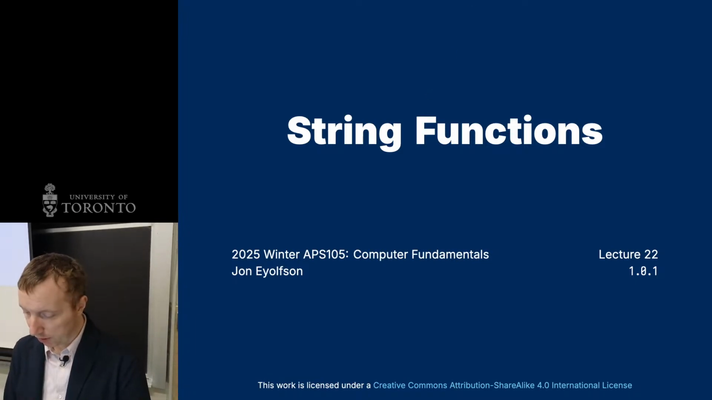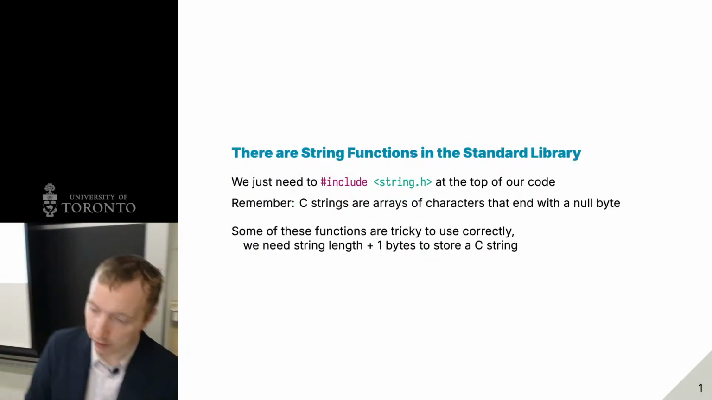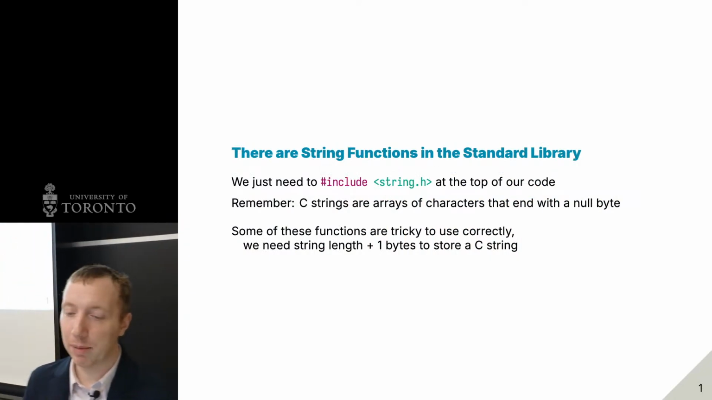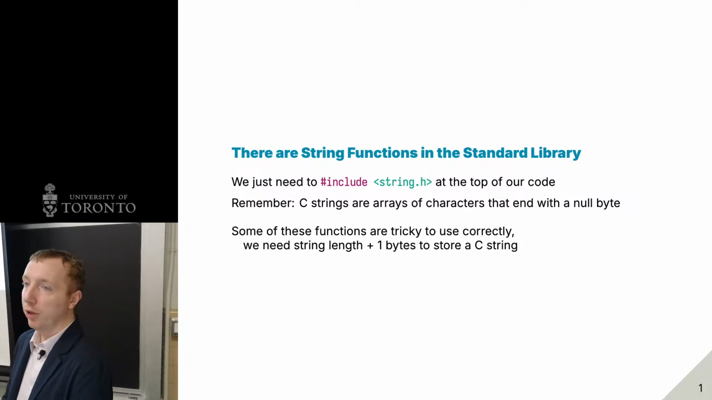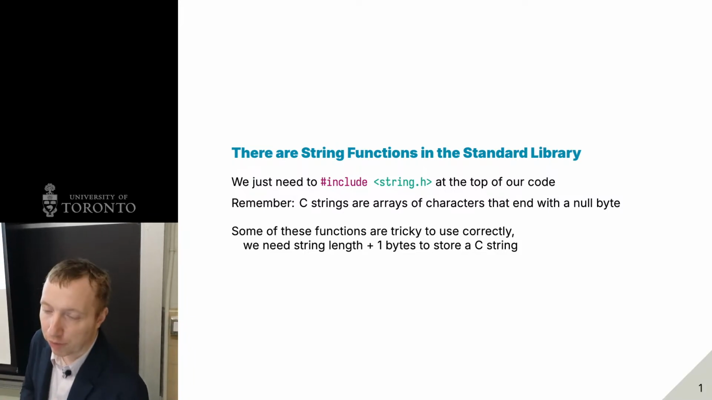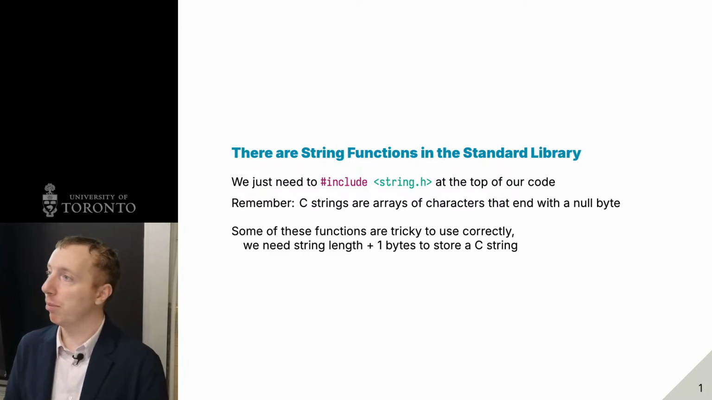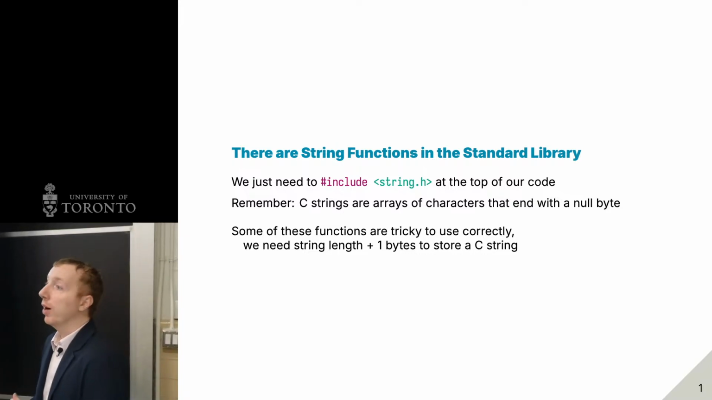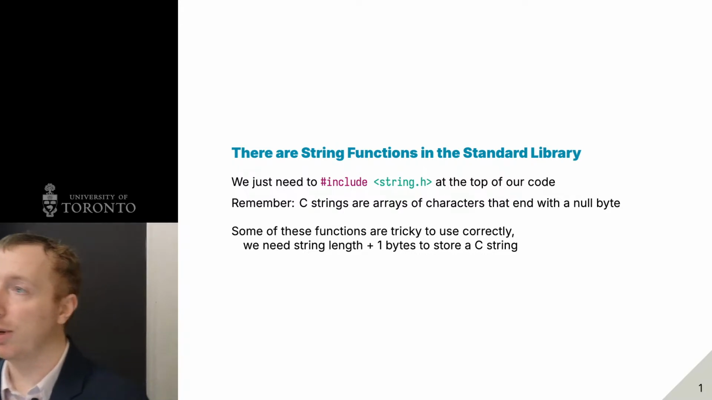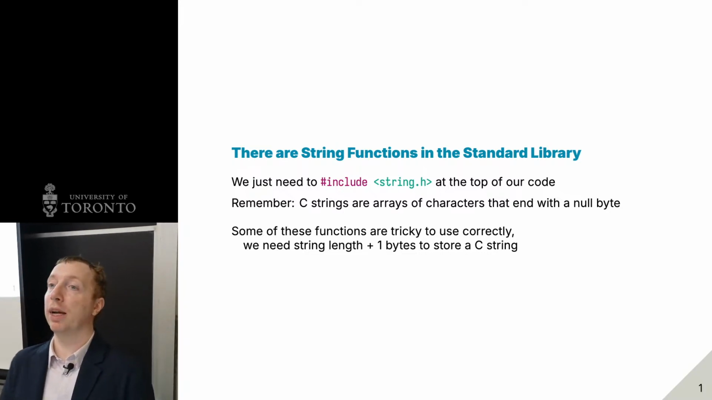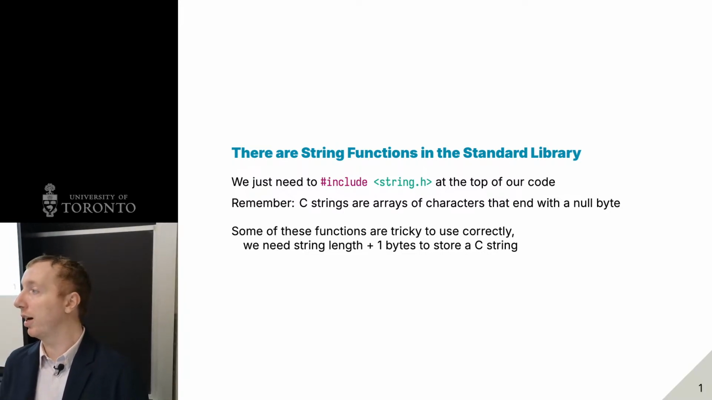All right, we are good. Perfect. So, lots of string functions in the standard library. You just need to include, so #include <string.h> at the top of your code. That brings in a whole bunch of string functions that you are able to use. Throughout this, just remember C strings are just an array of characters that end with a null byte, and that signifies to tell you when to stop.